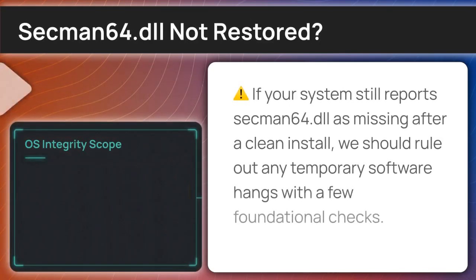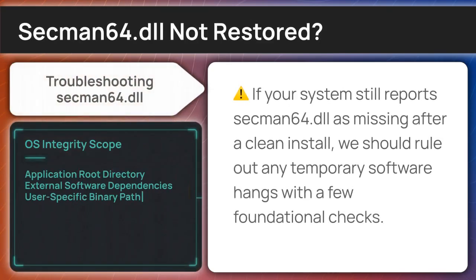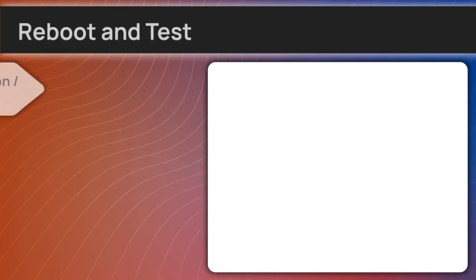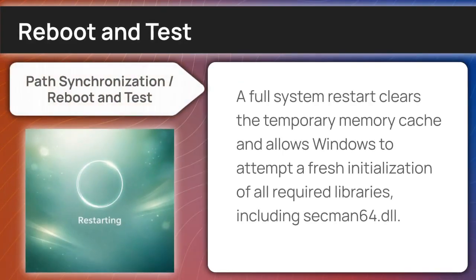If you're still seeing the missing file notification, we should attempt to force a synchronization between the software and the OS. Performing a restart can determine if the error is just a transient environment glitch. A reboot refreshes your system's path variables and can sometimes re-establish a broken link to the secman64 file.